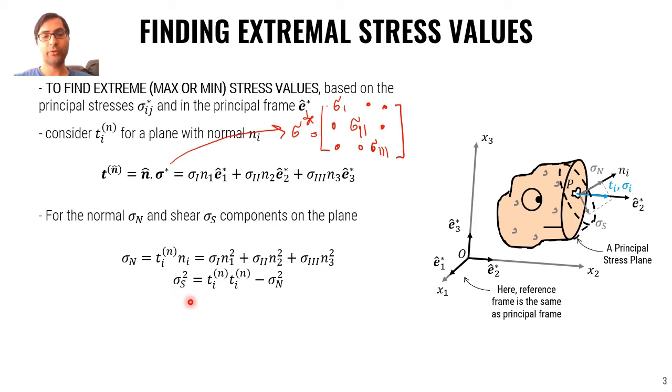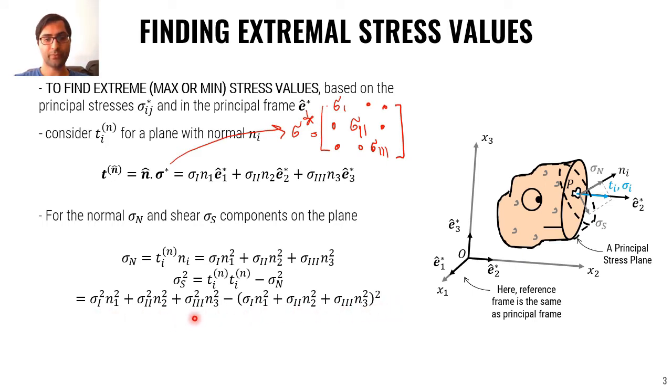For the shear component, we have our trigonometric relation. So sigma s squared is t dot t minus sigma n squared, which gives us this equation. Note that we have sigma 1 squared n1 squared, and the same for sigma 2 and sigma 3 here, minus the bracket sigma 1 n1 squared plus sigma 2 n2 squared plus sigma 3 n3 squared, the whole thing to the power of 2.